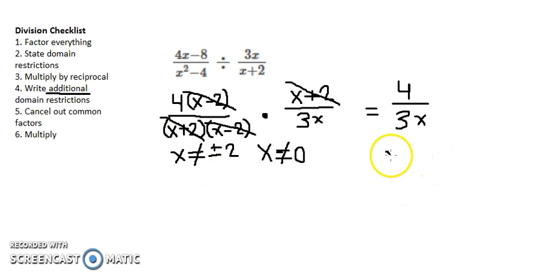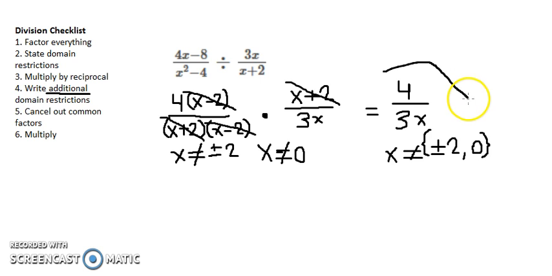x cannot equal positive or negative 2, and it also cannot equal 0. So positive, negative 2, and x cannot equal 0. I'm going to try to put that in brackets or braces. There. So this would be your final answer.